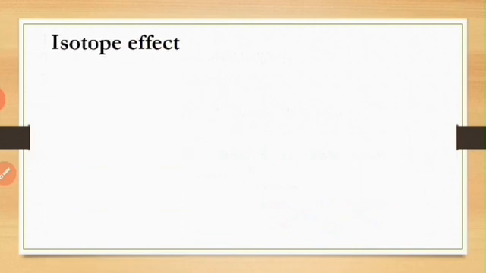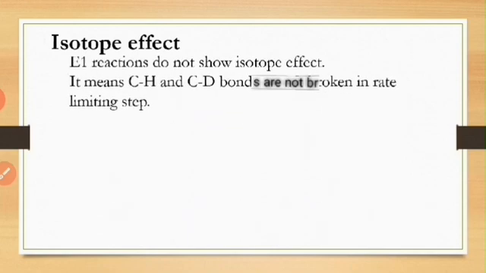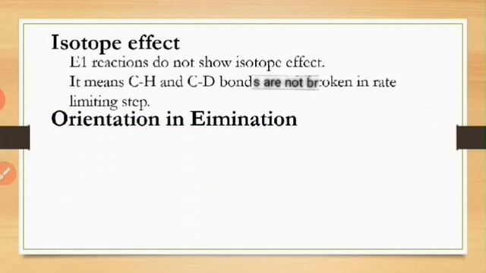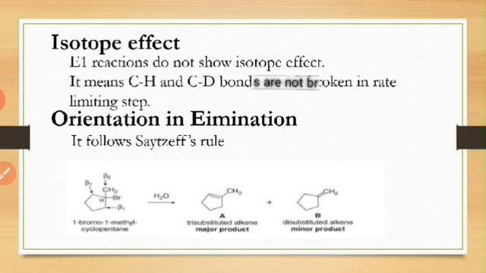Next, isotope effect. It does not show an isotope effect. This tells us that the C-D or C-H bonds are not broken in the rate determining step, and hence they are broken in the second step of the reaction mechanism. Then orientation of elimination. E1 reactions faithfully follow the Zaitsev rule. This means that the major product is the one that is the most highly substituted. So this is an example of the Zaitsev rule in the E1 reaction mechanism.